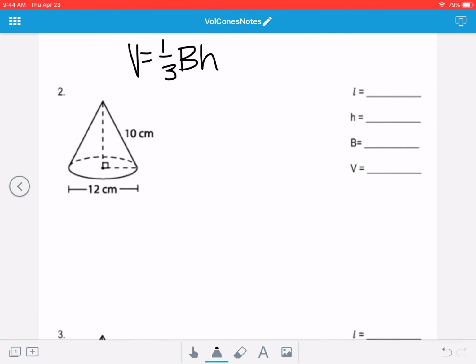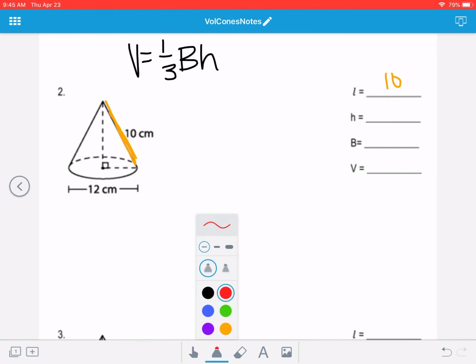Alright, volume of a cone, same as a pyramid: 1/3 big B times h. L, the first blank, is the slant height. That's the slanted segment. I'm highlighting it in orange. Our slant height is 10.